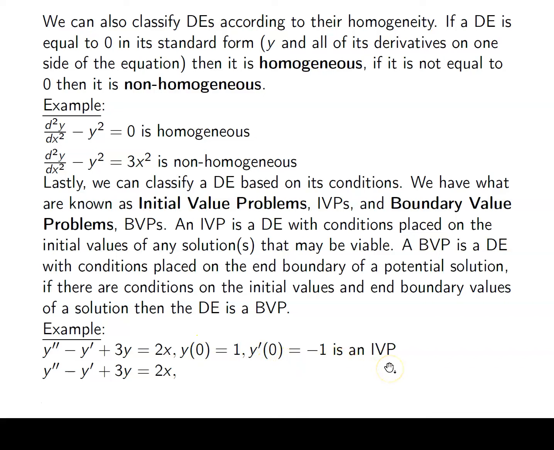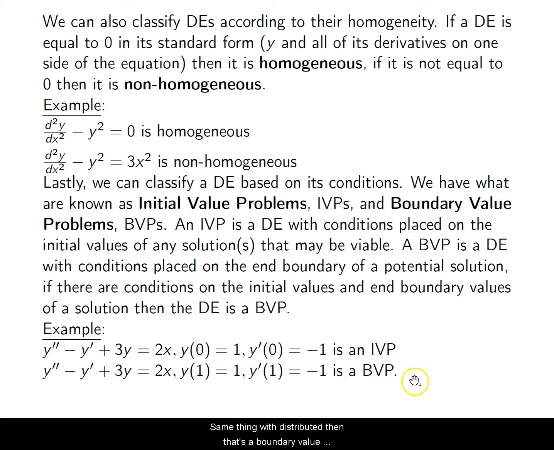That's an IVP. Okay. If I take the same equation and I put on that at y of 1, I get out 1. And same thing with this derivative. Then that's a boundary value problem, right? Because now I'm specifying something at the end.